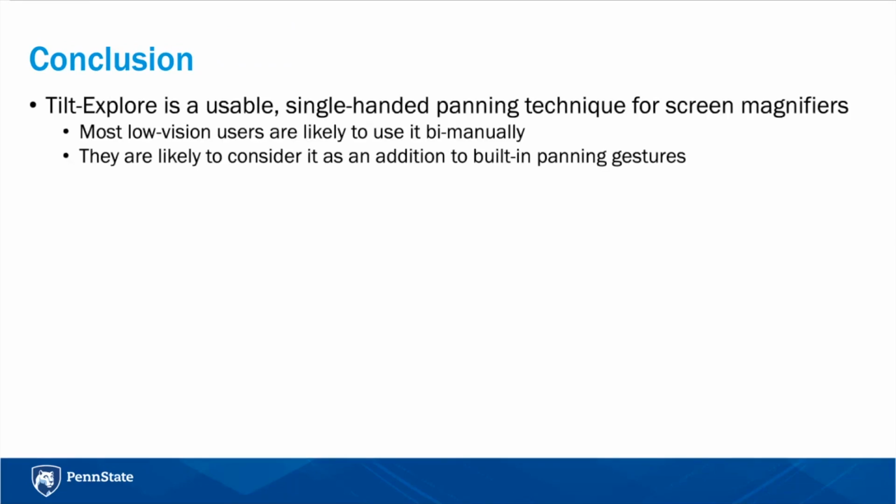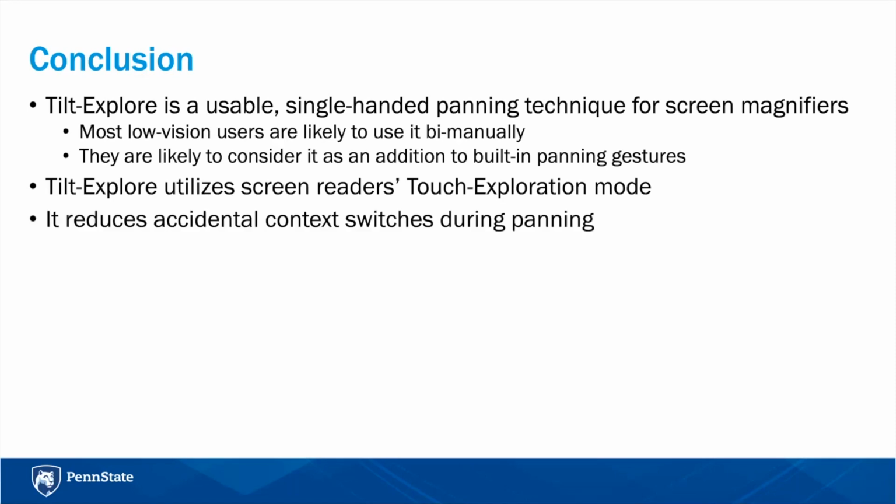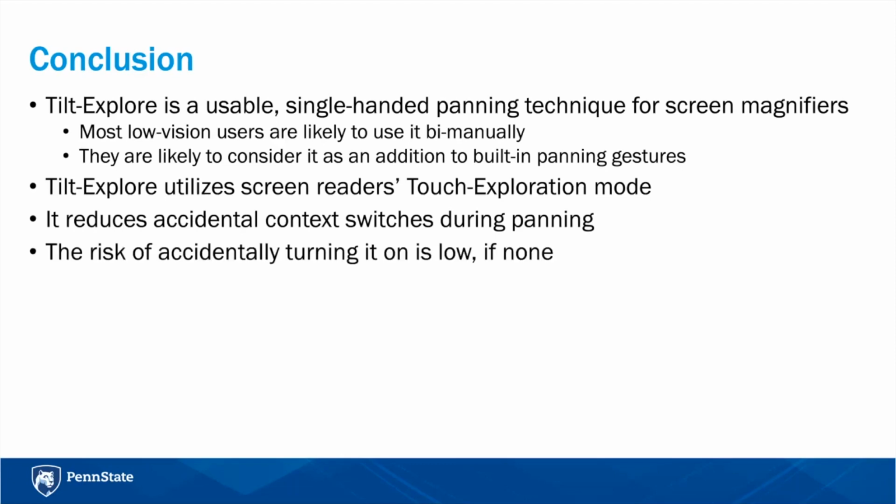In conclusion, Tilt Explorer is a usable single-handed panning technique for screen magnifiers, although most low vision users are likely to use it manually, and they are likely to consider it as an addition to built-in panning gestures. Tilt Explorer utilizes the screen reader's touch exploration mode. It reduces accidental context switches during panning. The risk of accidentally turning it on is low.